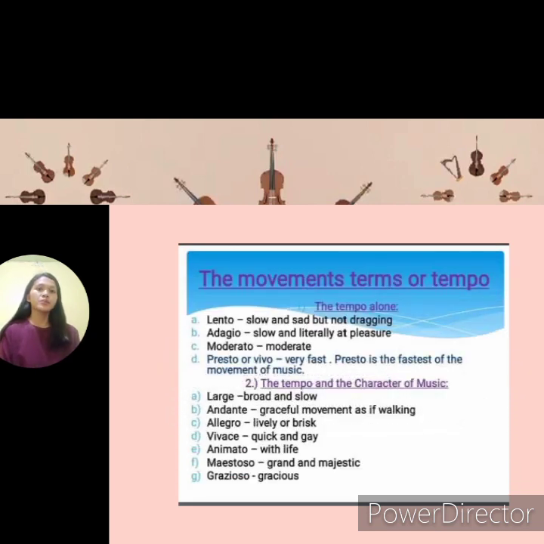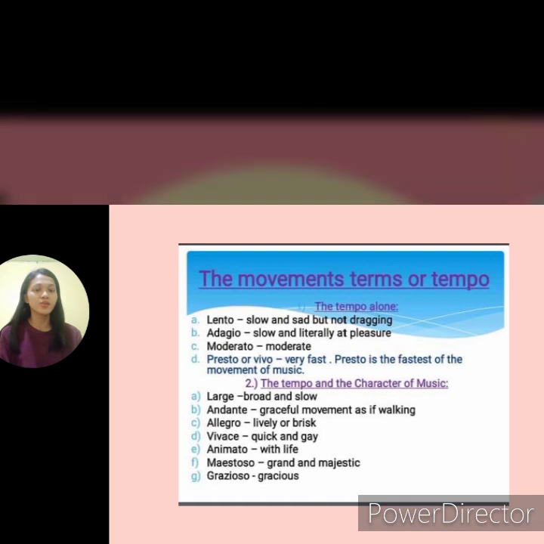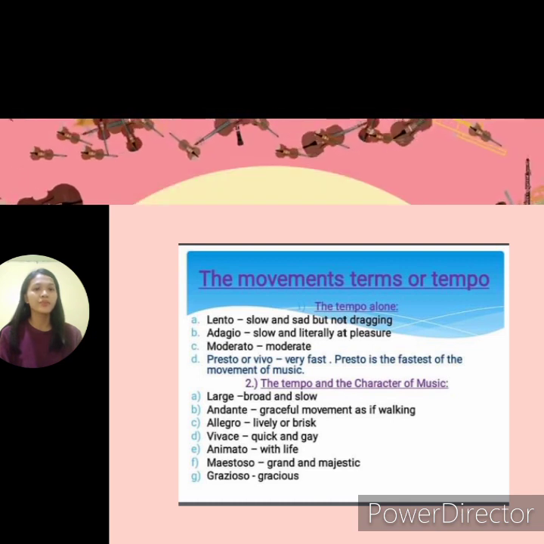There are the movement terms or the tempo. The tempo alone: A, lento, slow and sad but not dragging. B, adagio, slow and literally at pleasure. C, moderato, or the moderate. Letter D, presto or vivo, very fast. Presto is the very fastest of the movements of music.